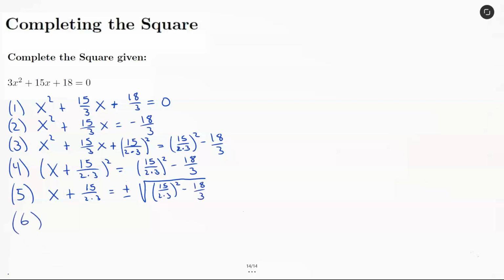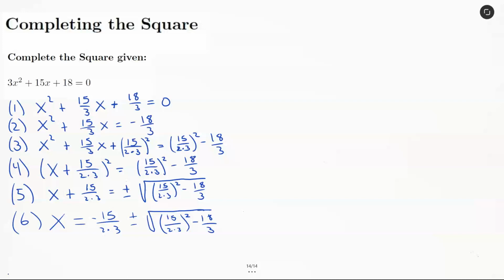Step 6 is we will move the 15 over 2 times 3, or the b over 2a, from the left-hand side to the right-hand side and change the sign. So if it was negative, it would become positive, but it's positive, so it becomes negative. See? So after you practice with A's, B's, and C's, this is just muscle memory. Okay? Second nature. That's the point where you want to get to. And there you have it.